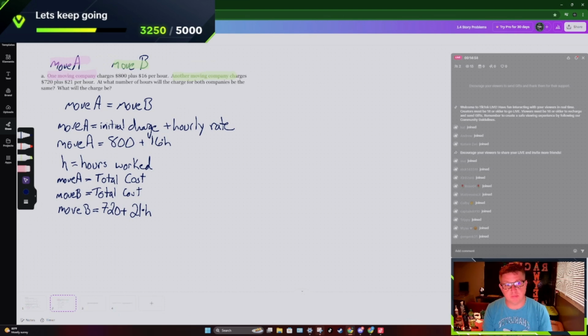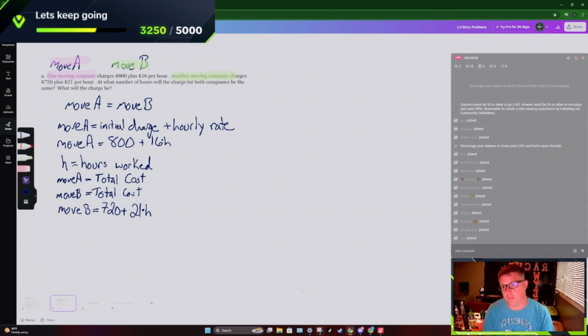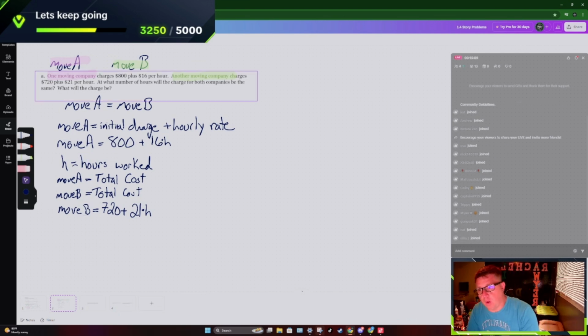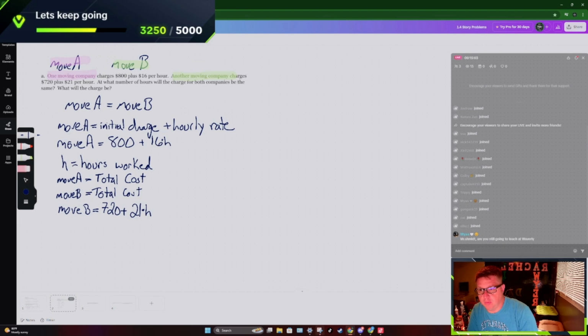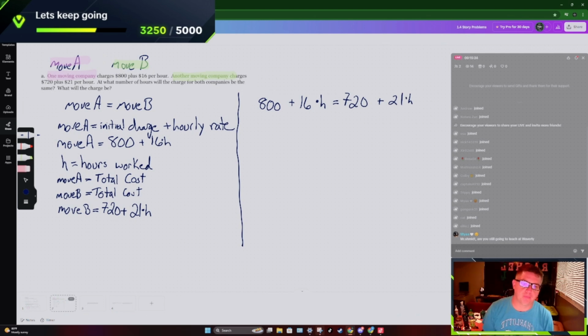So a lot of this has been given information, but we're looking for when mover A is equal to mover B. So we want to set that up now. I'm going to take mover A, which was 800 plus 16 times the number of hours, and we're going to set it equal to mover B.